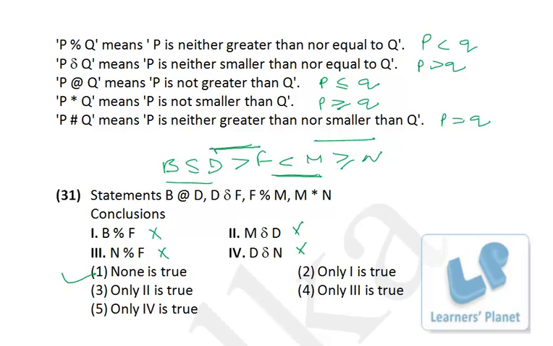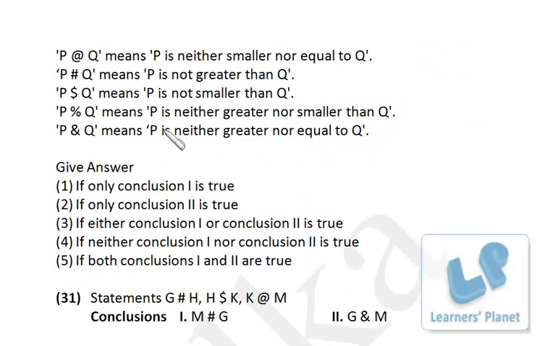Over here we are just trying to find out the different sequences. P is neither smaller nor equal to Q, that means P is greater than Q. P is not greater than Q, that means P is less than or equal to Q. P is not smaller than Q, that means P is greater than or equal to Q. P is neither greater nor smaller than Q, that means P is equal to Q. P is neither greater nor equal to Q, that means P is less than Q, right?